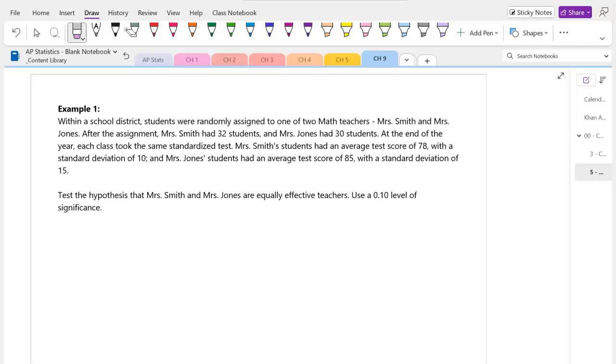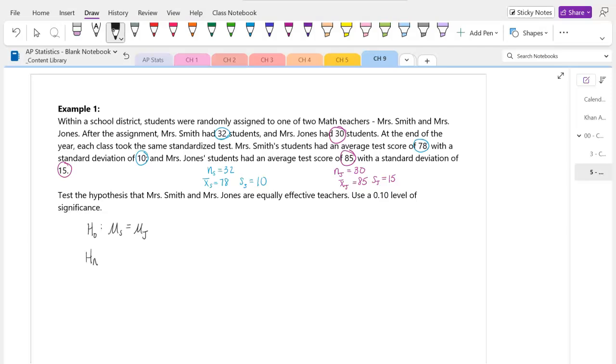We're going to test the hypothesis that Mrs. Smith and Mrs. Jones are equally effective teachers. Use a 0.1 level of significance. So the main thing is go ahead and go through figuring out who goes with which number, and then it's easiest if you write them out. So what we're doing is conducting a two-sample hypothesis t-test because our standard deviation for the population is not given. So we can go ahead and start by writing out the null hypothesis. So we would originally say that mu sub s is equal to mu sub j.